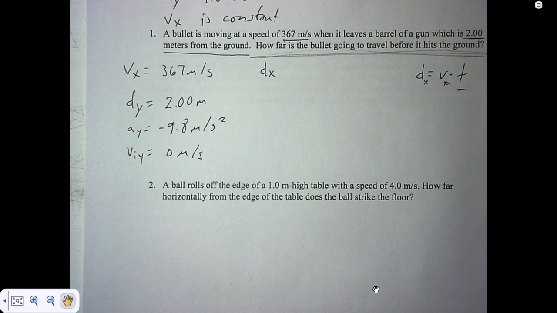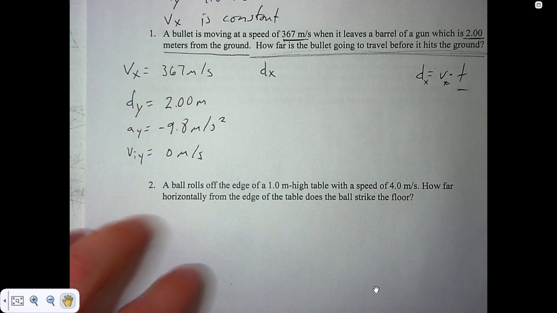Okay. Here's what determines the time. Listen carefully. Shush, please. The time is dependent on the height the object is off the ground. It does not depend on the x velocity. Some people get confused by that. It determines based off the height it is off the ground. Okay?